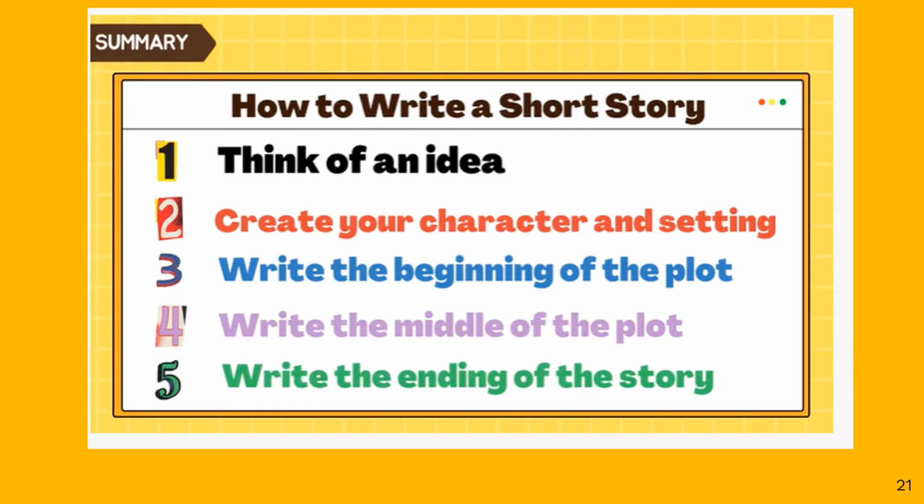To sum it up, how are you going to write a short story? First, you have to think of an idea. Second, create your own character and setting. Next, write the beginning of the plot. Next, write the middle of the plot. And number 5, write the ending of the story.